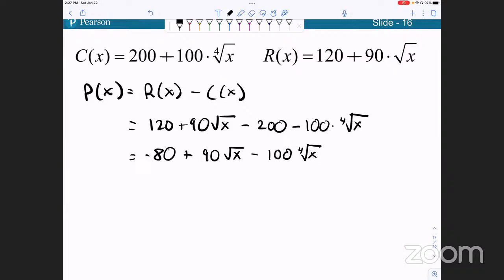Average cost is going to be C of x over x. So that's going to be 200 plus 100 times the fourth root of x over x. I'm tempted to just leave it like this, to be honest.